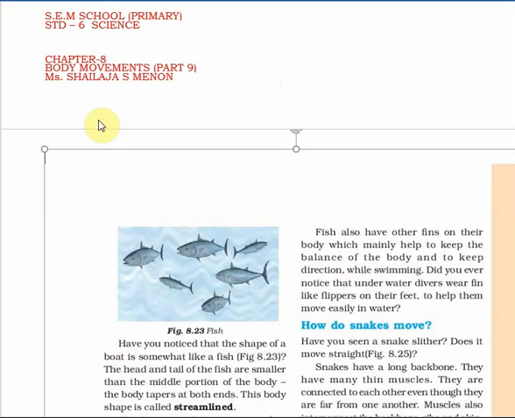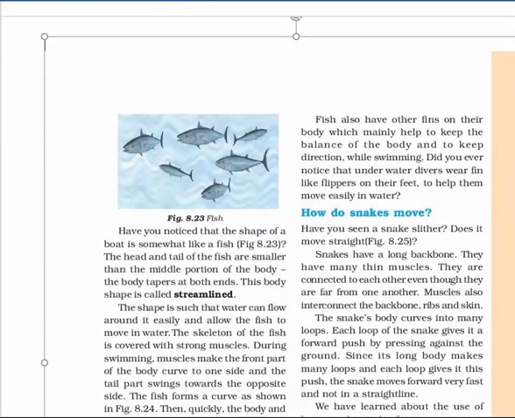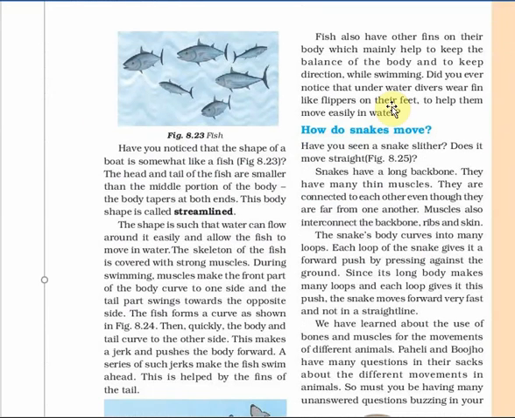Hello students, welcome back to the new session of lesson number 8, body movements. Last video I had already explained about the fish as well as the snake.